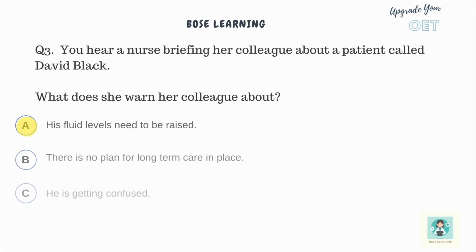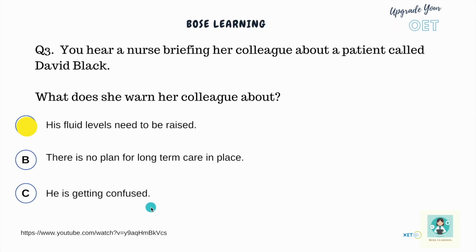Again, everything is mentioned, isn't it? He's not getting confused. It looks as though he is because he's having problems communicating, but you just need to give him time and then he does communicate fine. There is a long-term care plan in place. In fact, they're going to be discussing that later. But the warning is to make sure his fluid levels need to be increased, need to be up, because of course his urine is coming out very concentrated. So that is the warning.